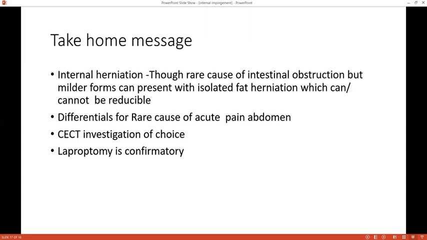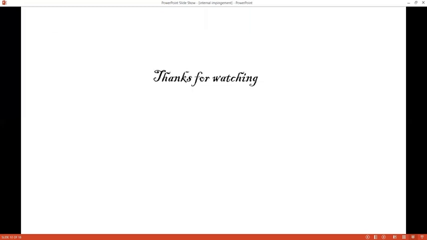The take-home message is that internal herniation, though a rare cause of intestinal obstruction, can in milder forms present with isolated fat herniation, which may or may not be reducible. It should be considered as a differential for rare causes of pain abdomen. CECT is the investigation of choice, and laparotomy is confirmatory. So, thanks for watching.